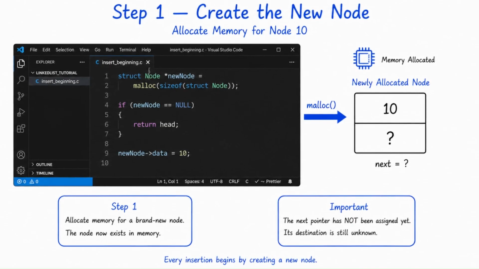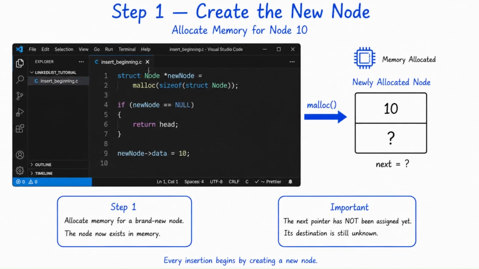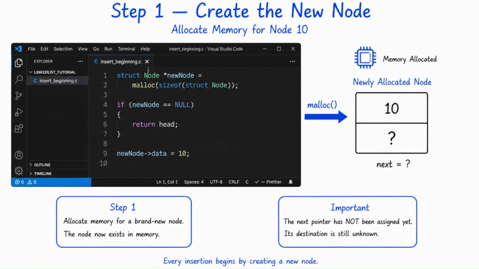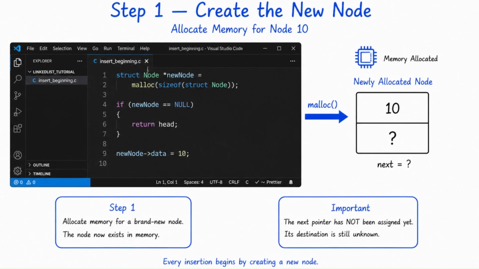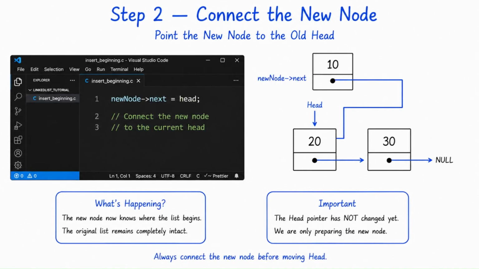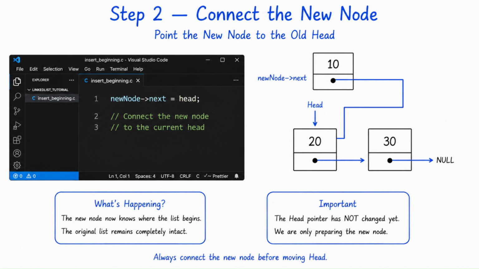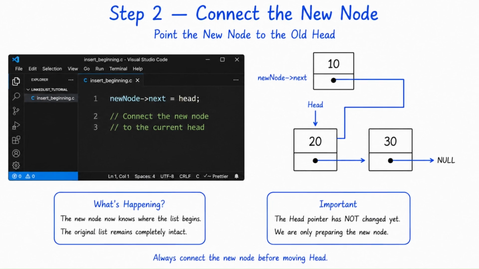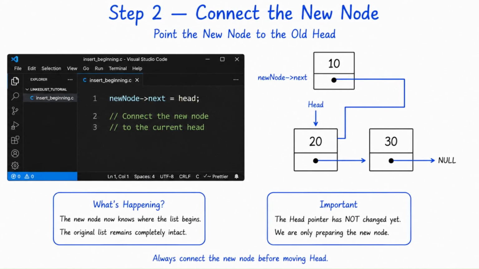Now, to insert a new node, say node 10, right at the start, there are 3 critical steps that happen in memory. Step 1, we create the new node containing the data 10. At this moment, its pointer is just a huge question mark. Step 2, we take that new node's next pointer and aim it at the old first node. So 10 now points to 20.